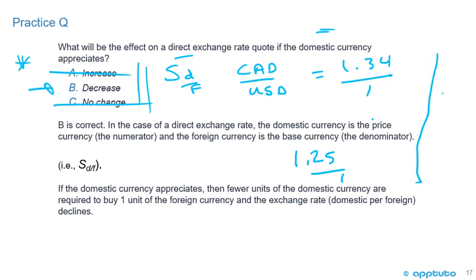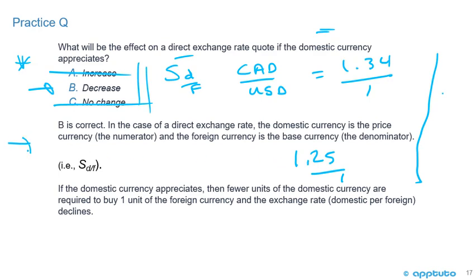But do you see how I did that? I stick with one example. I'm Canadian, so D over F. I always use the CAD in the numerator. Appreciate, depreciate. It said appreciating. That means $1 US is going to buy me less. Boom, it went down from $1.34 to $1.25.